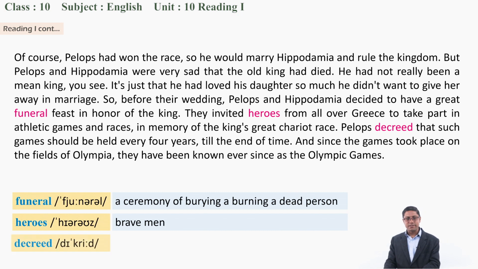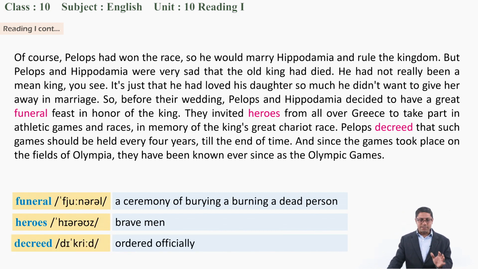Pelops declared, means ordered officially, decreed, that such games should be held every 4 years till the end of time, means forever. And since the games took place on the fields of Olympia, they have been known ever since as the Olympic Games.